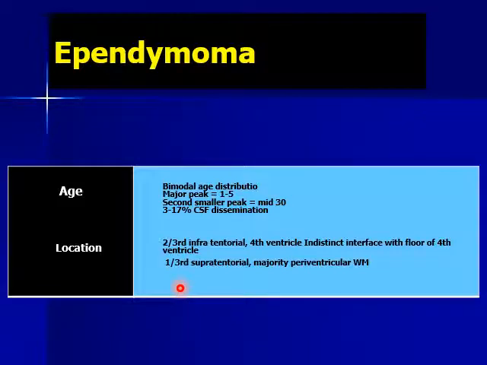2/3 occur in the infratentorial compartment, within the fourth ventricle. Okay, it is usually originating from and indistinct from the floor of the fourth ventricle. 1/3 occurs in the lateral or third ventricle, and the majority infiltrates the periventricular white matter.